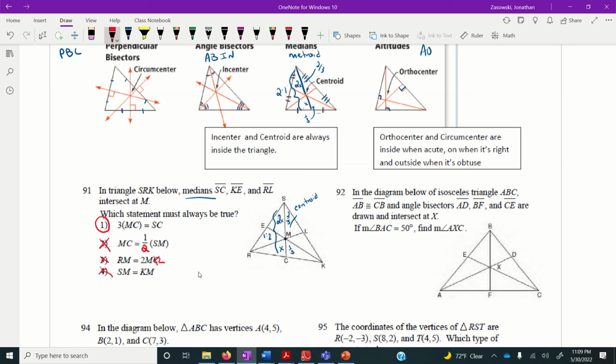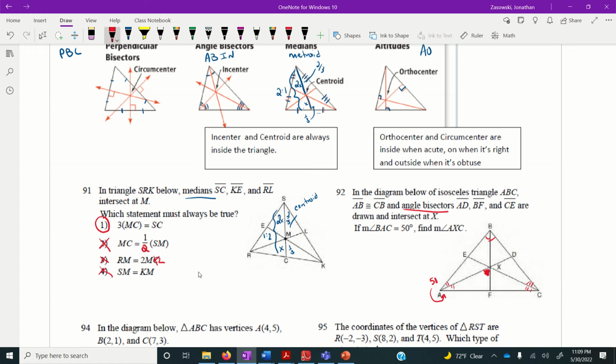All right, right next door, 92, we have angle bisectors drawn. So we're cutting all these angles in half here. If angle BAC, so the whole angle here, is 50 degrees, find angle AXC. That's AXC. That's this angle right here we want to find.